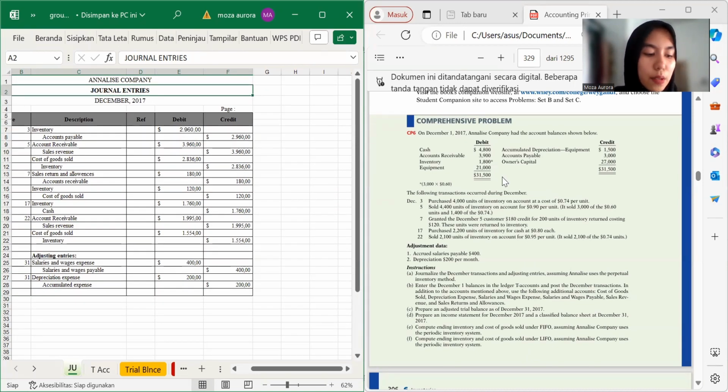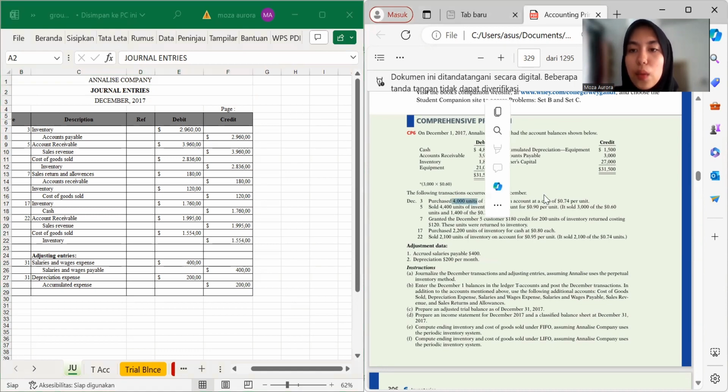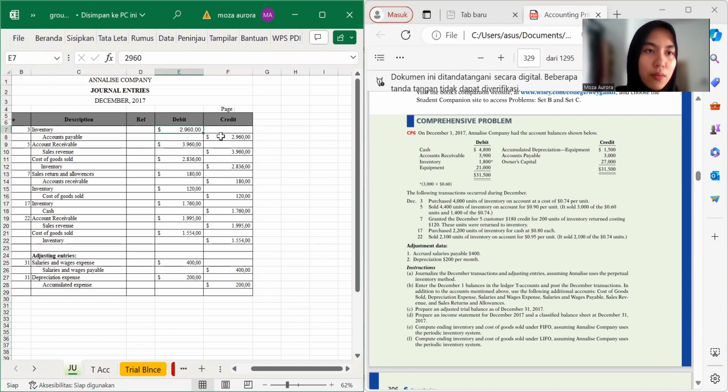To journalize the purchases, we debit the inventory account with a corresponding credit to accounts payable with the amount of $2,960. Why? Because we need to multiply 4,000 units with the cost per unit of this inventory, which is $0.74. And we get this amount on the debit and credit side. So the next transaction occurs on December 5th.